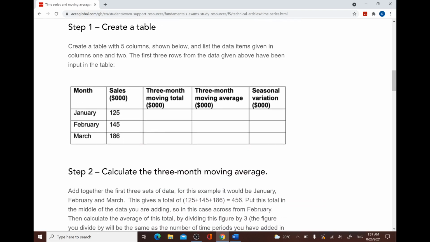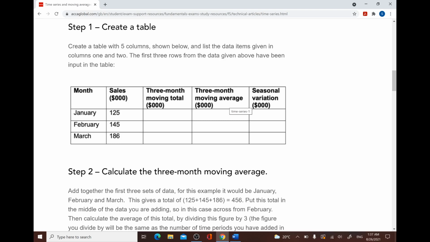Okay, now, what should you do in order to start calculating the moving total and the moving average? The first thing you have to do is come up with a table. Now, ladies and gentlemen, you can see the months starting from January. And of course, let's assume sales for the first 3 months. The first thing you have to do is get the 3 months moving total. Once you've got the moving total, you move on to the moving average. And of course, this moving average is the trend. And subsequently, this is the seasonal variation.